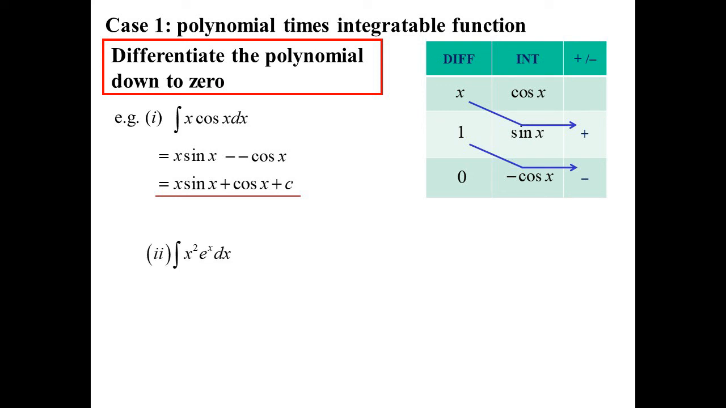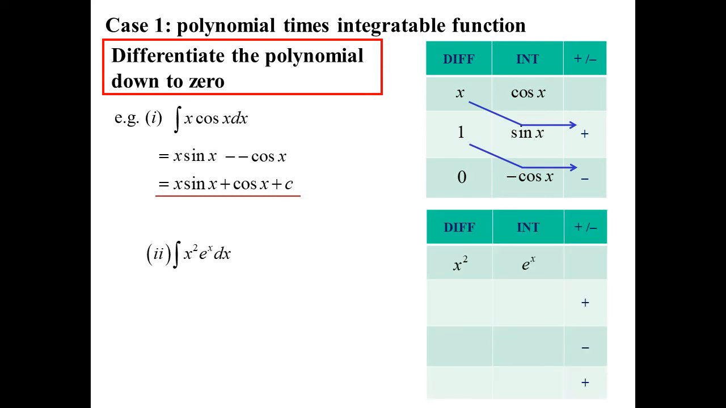Try that one, x squared e to the x. In each case, it's the polynomial I'm choosing for the differentiation, because I'm going to keep differentiating till I get to 0. So I start at x squared, differentiate to 2x, then 2, and I'm down to 0. The other column is nice and easy. Integrate e to the x: e to the x, e to the x, e to the x.